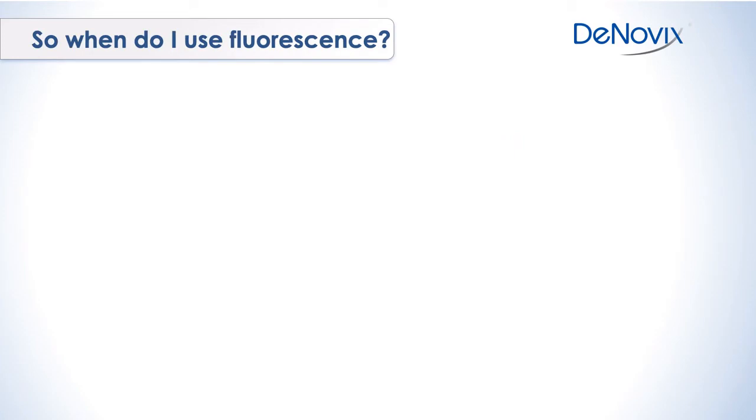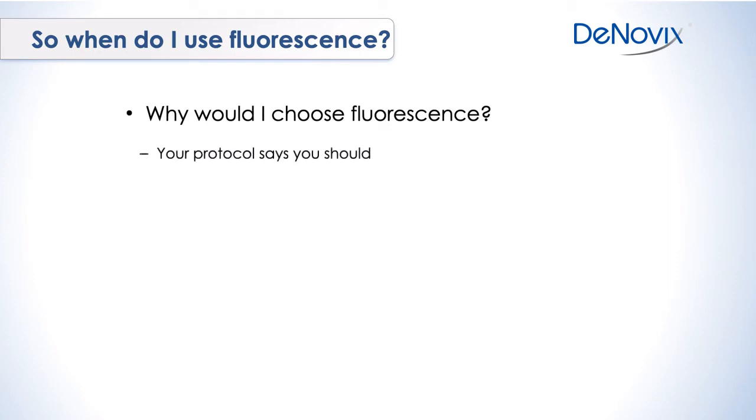So the question is, when do I use fluorescence? Well, why would you choose fluorescence? One of the answers is when your protocol tells you to. So that sounds a bit glib, but if you're doing something like next-gen sequencing, there are stages in that workflow where it will tell you to use absorbance, and there are stages where it will tell you to use fluorescence. And that's because it needs either a very specific measurement of your analyte, or you need to be able to identify any particular contamination that is in your sample at that time.